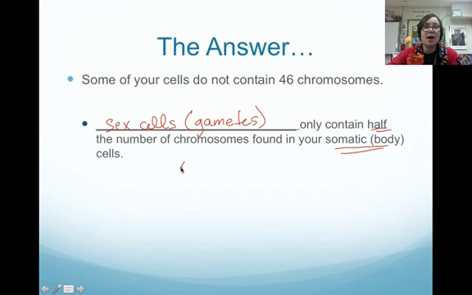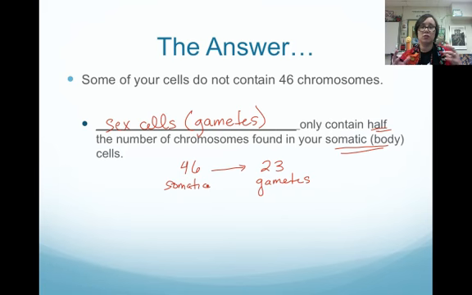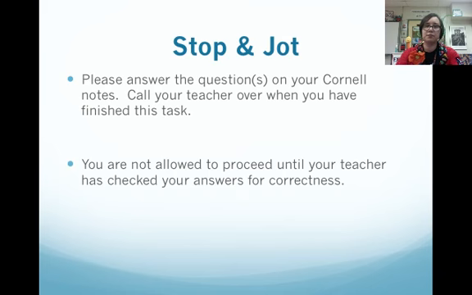So if they only have half, instead of having 46, gametes are only going to contain 23. So our gametes, or our sex cells, would only contain 23 chromosomes, while our somatic cells, or body cells, contain 46. So we're going to use two different types of cells for these two different processes.